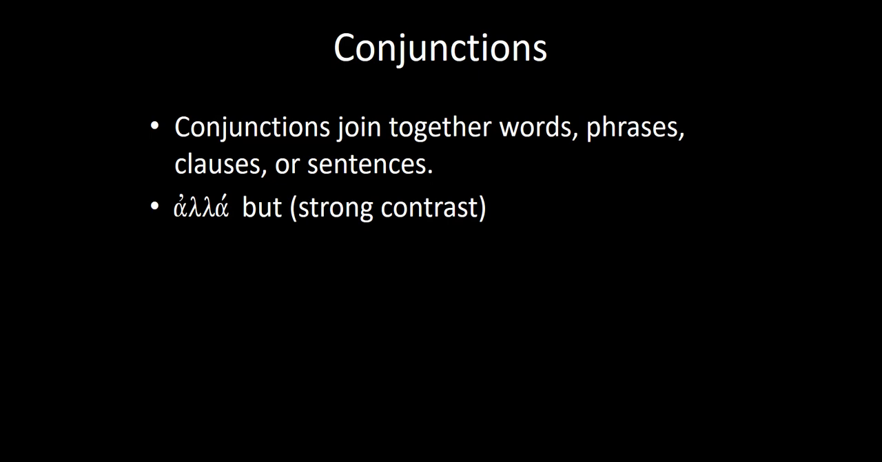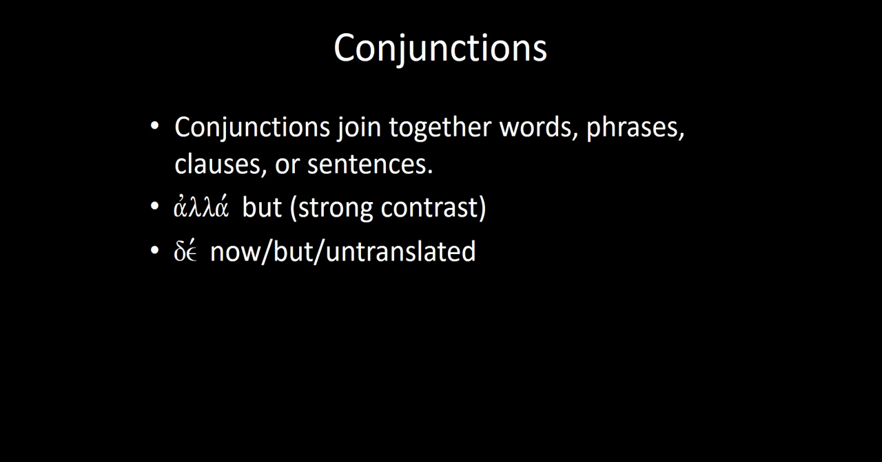Here are a few different examples of conjunctions. The word alla is a conjunction that means but. This is a strong contrast type of conjunction. One thing, alla, another. One thing, but, another. So we're going to express a strong contrast.